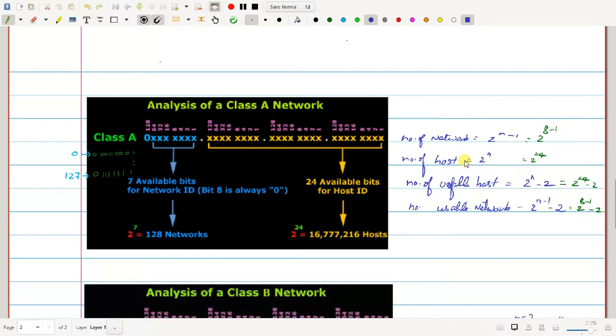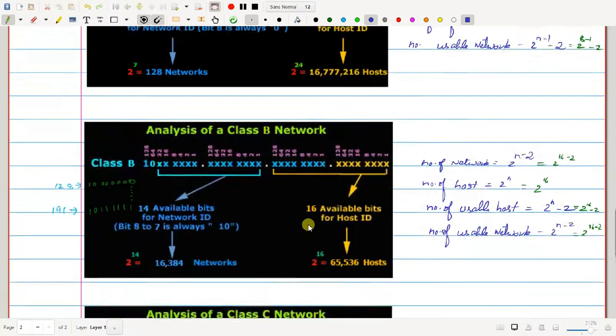The total number of hosts in a class A network is 2 power 24. The total number of usable hosts is 2 power 24 minus 2, because the first address is the network address and the last address is the broadcast address. The total number of usable networks is 2 power 8 minus 1, minus 2, because the network bits are 8 and 1 bit is reserved, and minus 2 is because 0 and 127 are reserved. 0 is not used, and 127 is reserved for the loopback address.